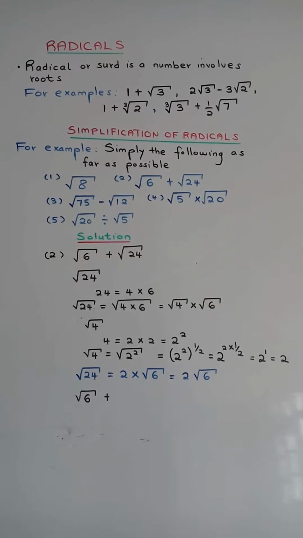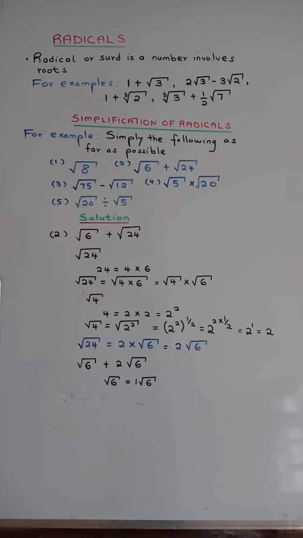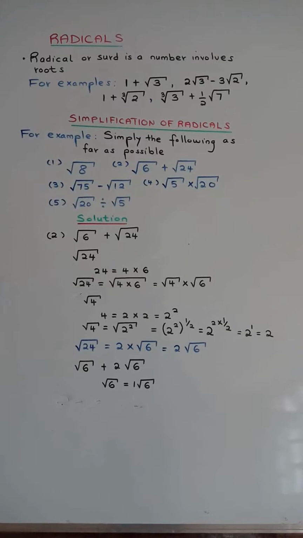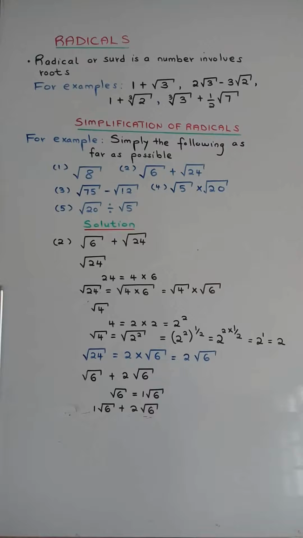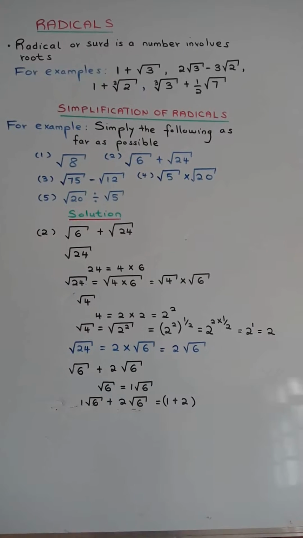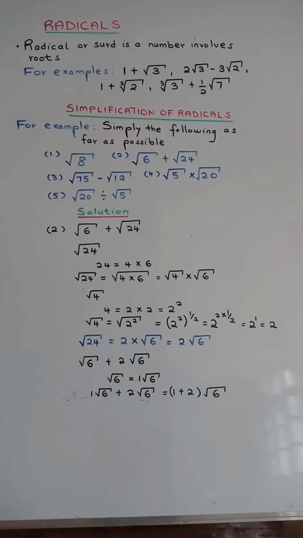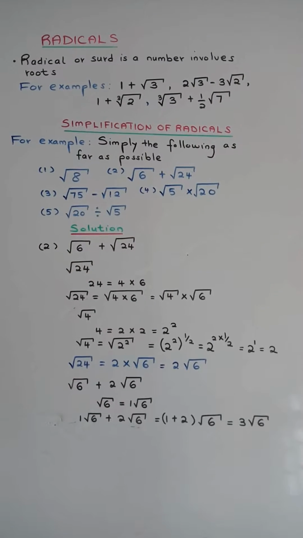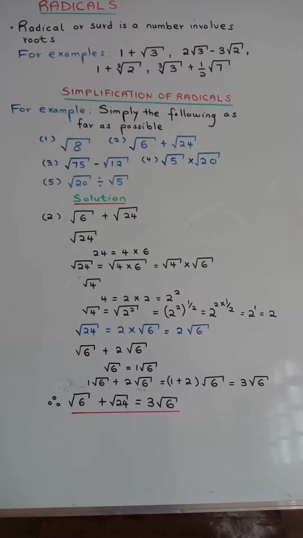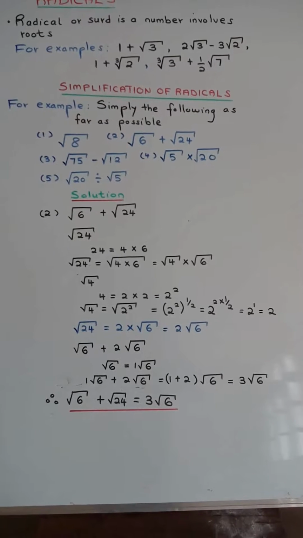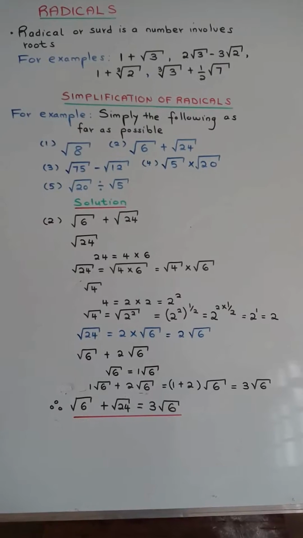Radical 6 plus 2 radical 6. Radical 6 is equal to 1 radical 6. 1 radical 6 plus 2 radical 6 is equal to 1 plus 2 in the brackets radical 6, which is equal to 3 radical 6. Therefore, radical 6 plus radical 24 is equal to 3 radical 6.